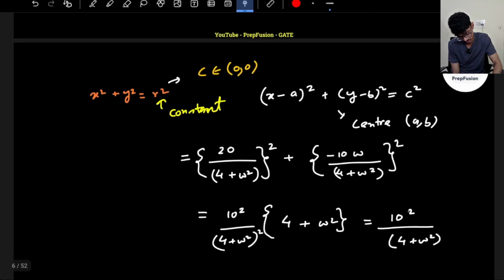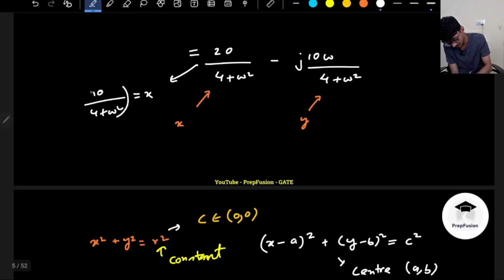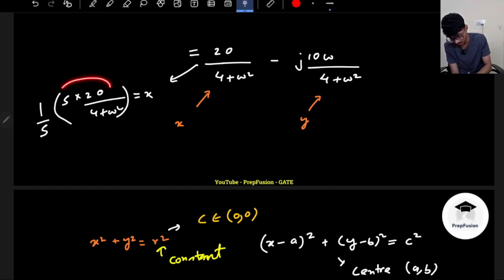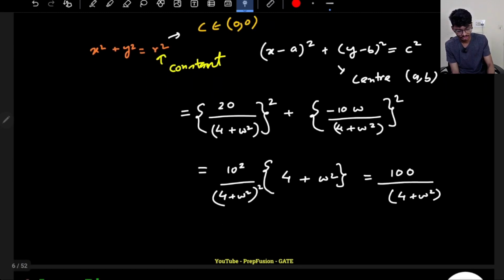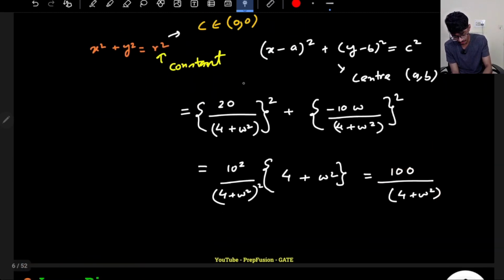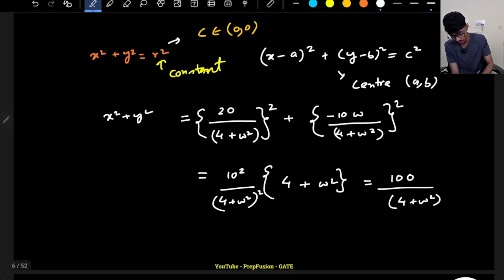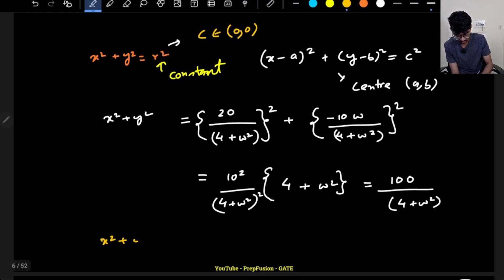Sorry, this is not x by 2, this is 100, right? This is 100, so I can write this as 20, correct? So what I can do is multiply and divide by 5. Ultimately this will be 100 by 4 plus omega square, that is what I want, and if I take this 5 on that side, it will be equal to 5x. So this value is equal to 5x actually. So x square plus y square equals 5x. This is the equation that I get.